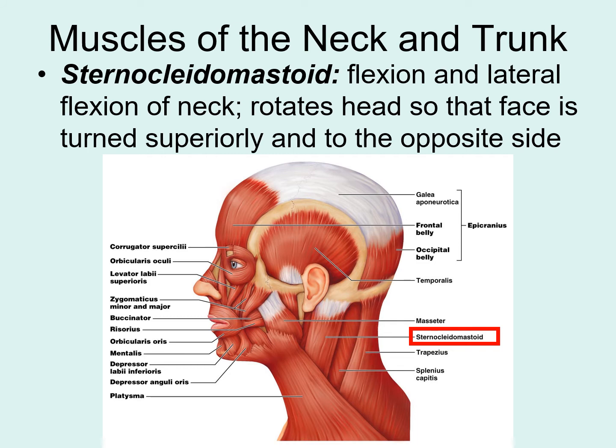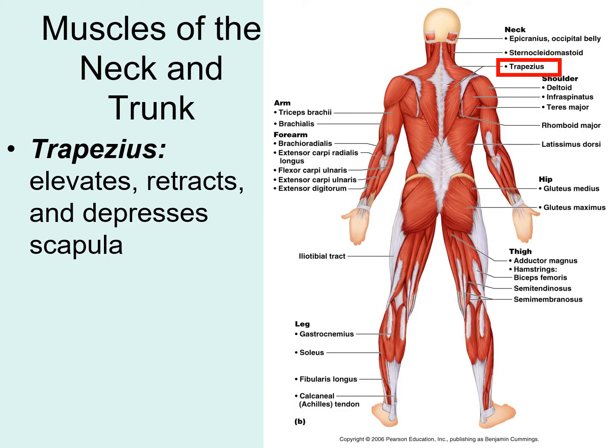Muscles of the neck and trunk. The sternocleidomastoid is involved with flexion and lateral flexion of the neck, helps to rotate the head so that the face is turned superiorly to the opposite side. As you can see, it is located right here. The trapezius, as you can see here, elevates, retracts, and depresses the scapula. So it's located right here above the scapula.